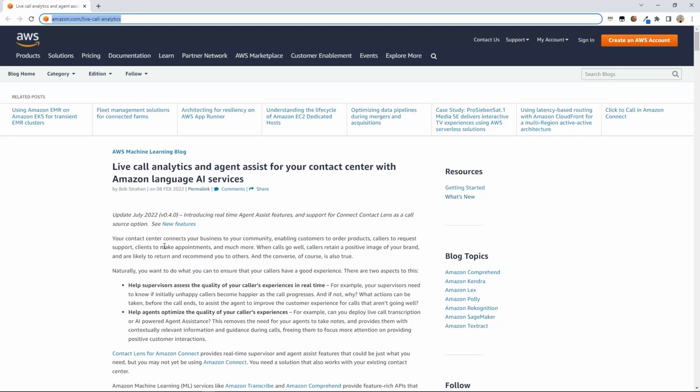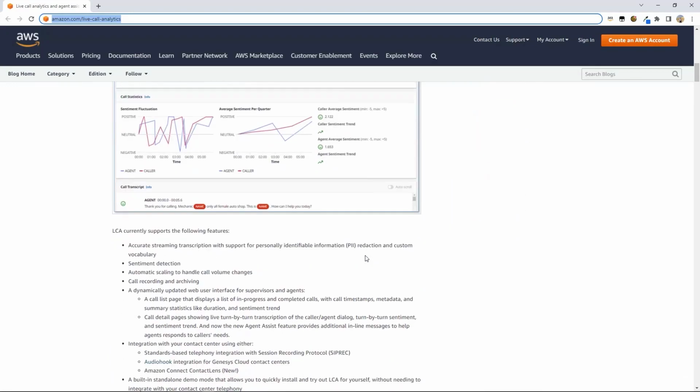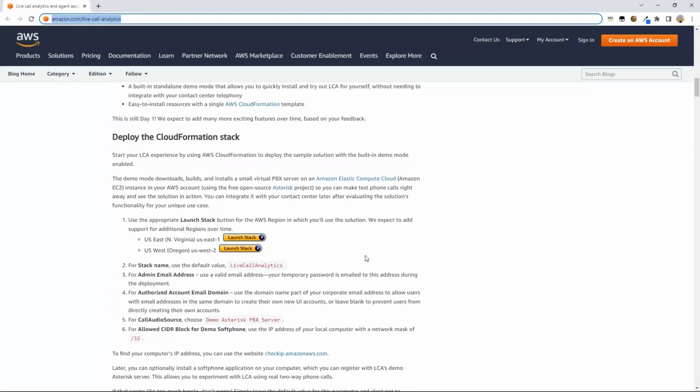So this link redirects you to our blog post where it explains the architecture that we just saw, and it gives you some links for how you can install this for yourself. If you scroll down the blog post a little bit, you'll see that it gives an overview of the solution. It shows you some screenshots. It's got a list of all the features that we currently support. This is the important part here. This is where you can actually launch the CloudFormation stack in your own AWS account in order to basically repeat the demo that Babu and I just showed you.